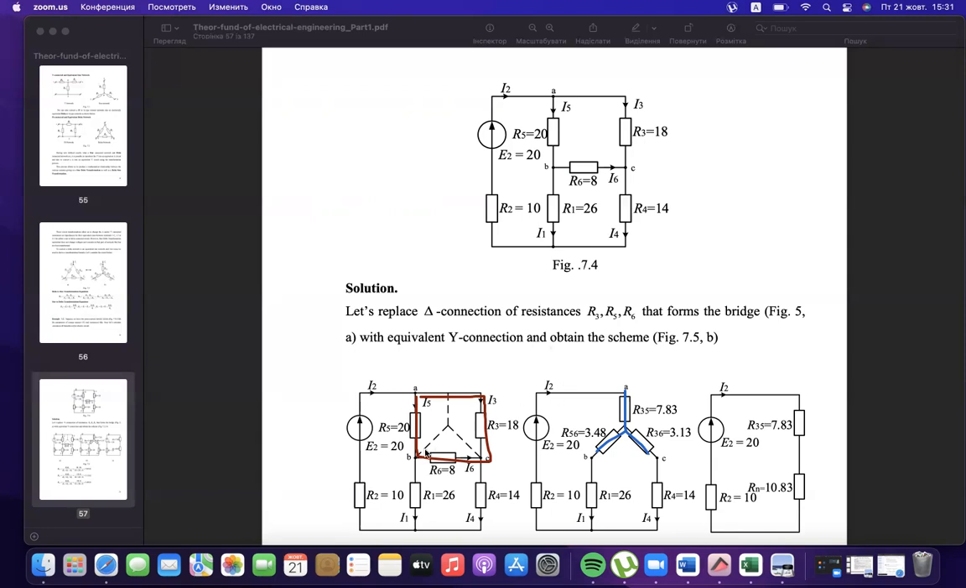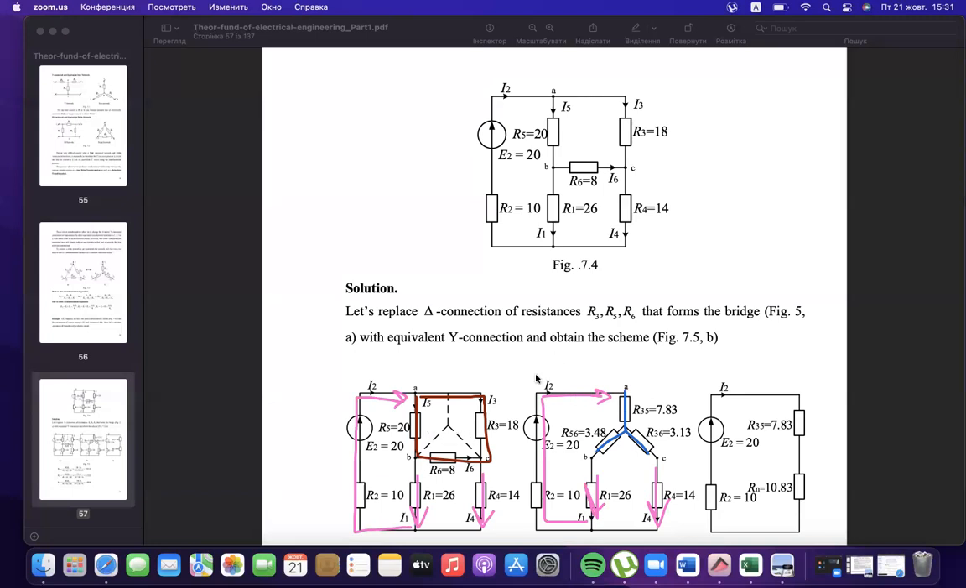What is the criterion that our transformation is equivalent? That means all currents inside the initial circuit should equal all currents in the new circuit. If we get the same values of the pink currents that don't take part in our transformation, then our transformation is correct, is valid.